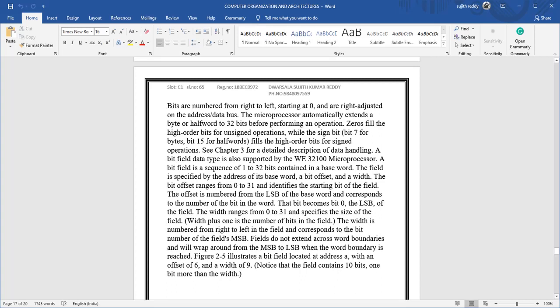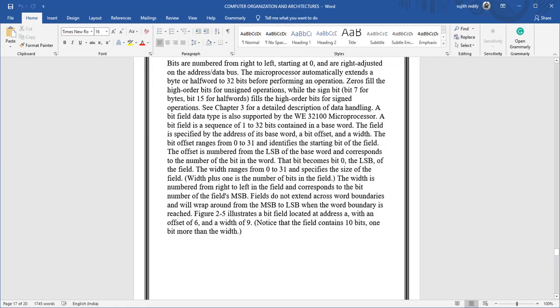Zeros fill the higher order bits for unsigned operations. The sign bit fills the higher order bits for signed operations. See chapter 3 for a detailed description of data handling. A bit field data type is also supported by the Western Electric microprocessor, and the bit field is a sequence of 1 to 32 bits contained in a base word. The field is specified by the address of its base word, a bit offset with a width. The offset numbers from the LSB of the base word.